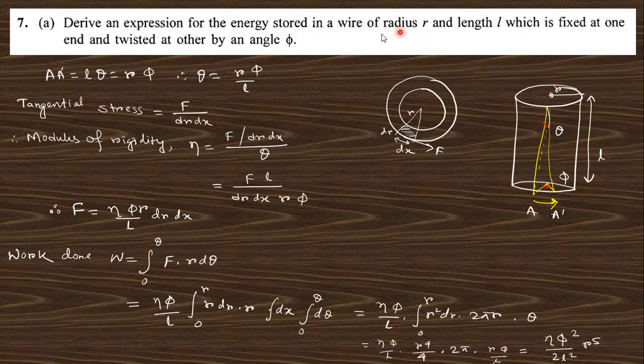Derive an expression for the energy stored in a wire of radius r and length L fixed at one end and twisted at an angle of phi. If there is a wire twisted at angle phi, you can say here this length will be L theta in this term, and in that term this is r phi. Okay, so theta will be r phi by L. The tangential stress is the force over this small area. This is r and this is dr, and this will be dx, so the area is dr dx, and stress is f by dr dx. The modulus of rigidity equals force per area divided by theta, this angle. Okay, so we will get this expression. Once we get f, we will get the work done, force into displacement r d theta. Okay, go to the next one.